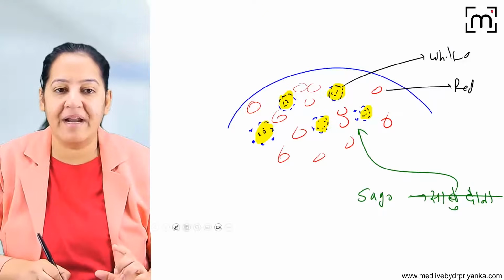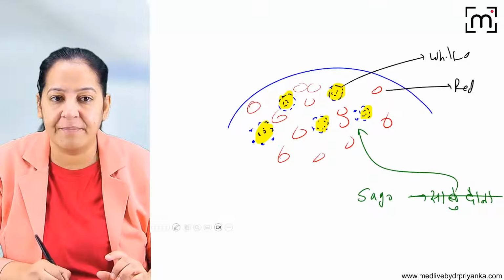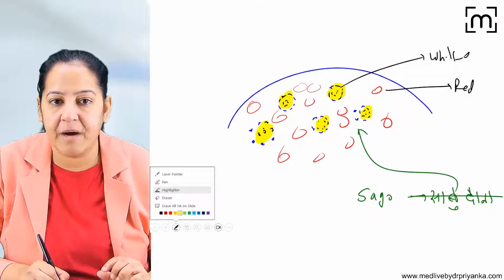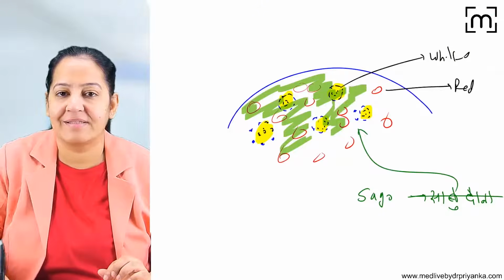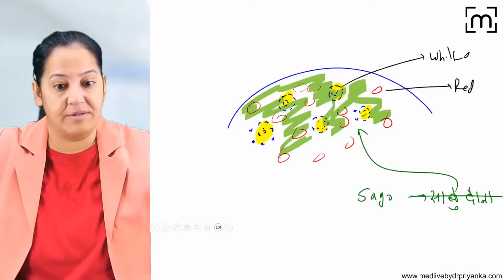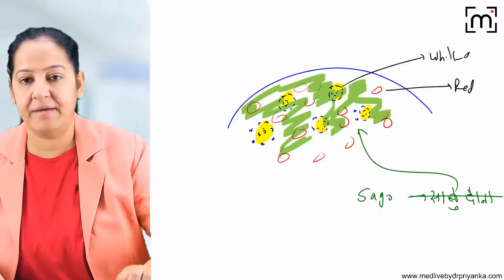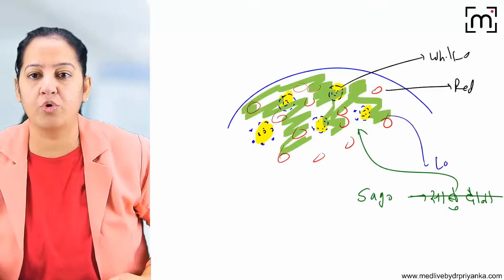But if the amyloid gets deposited in the red pulp, let me show you. In the red pulp, amyloid gets deposited here, like this. It's not sago. The spleen will enlarge in size. In that case, the spleen is known as lardaceous spleen.